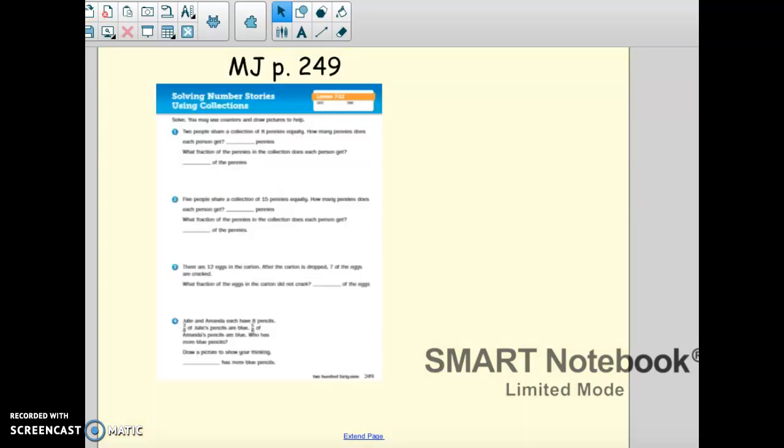Please complete Math Journal page 249, followed by your exit slip. Please remember to use your counter collections or drawings to help you represent each problem. Good luck!